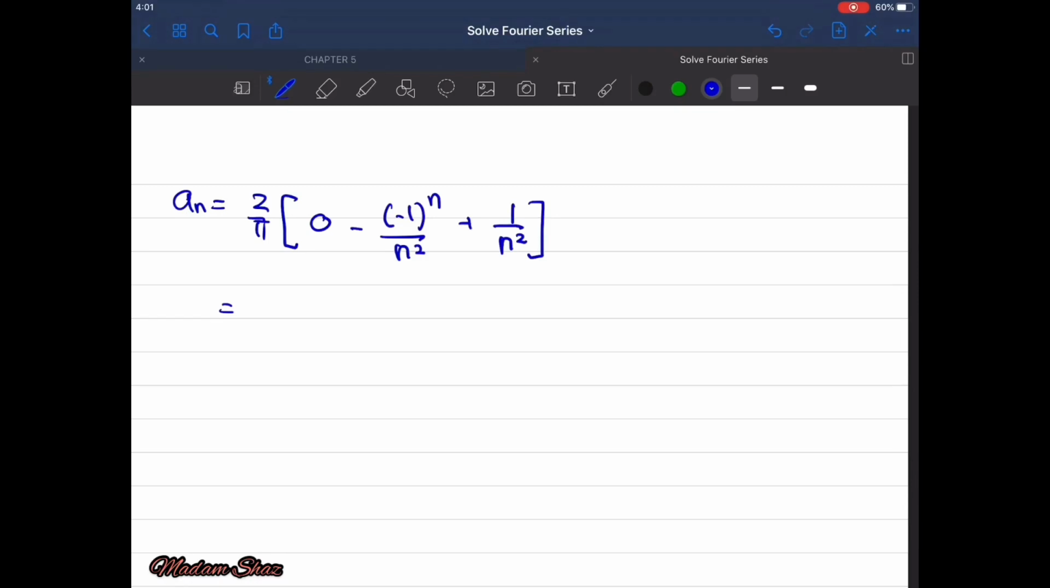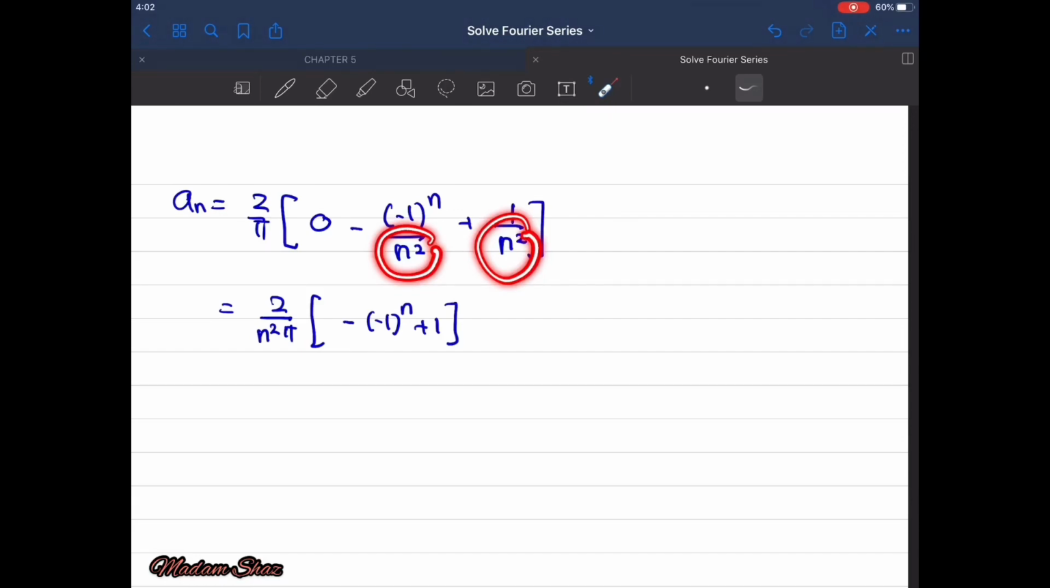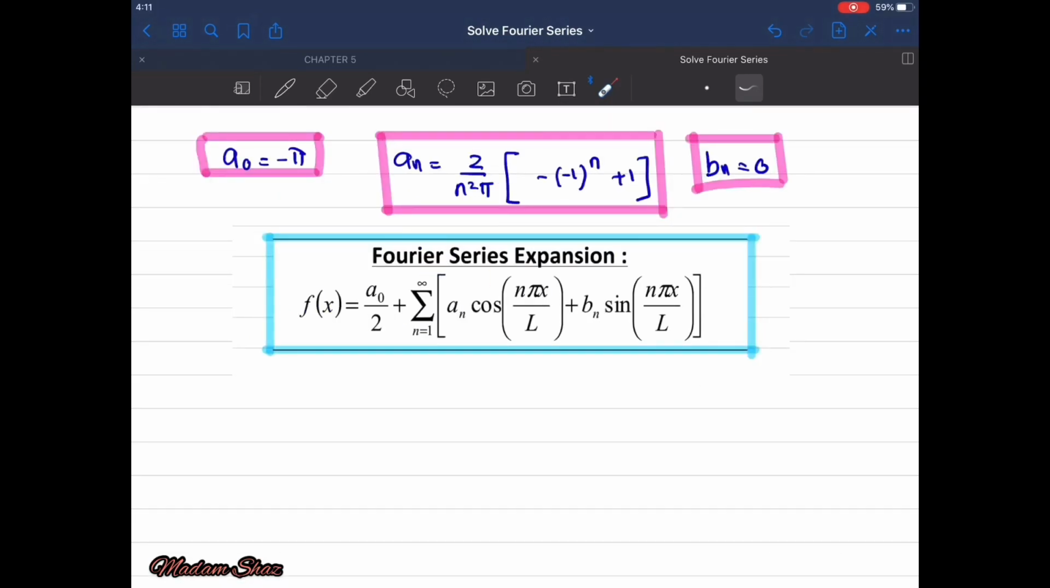So therefore our final answer will become 2 over n square pi, negative 1 the power of n plus 1. So I bring n square to the front here because we have n square for both terms. So now substitute all the Fourier series coefficients a0, an and bn into the formula of the Fourier series expansion. So therefore f(x) is equal to a0 over 2. Our a0 is equal to negative pi.